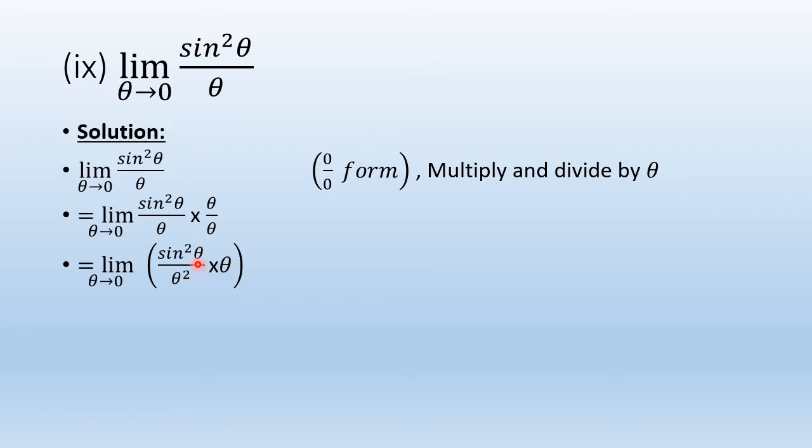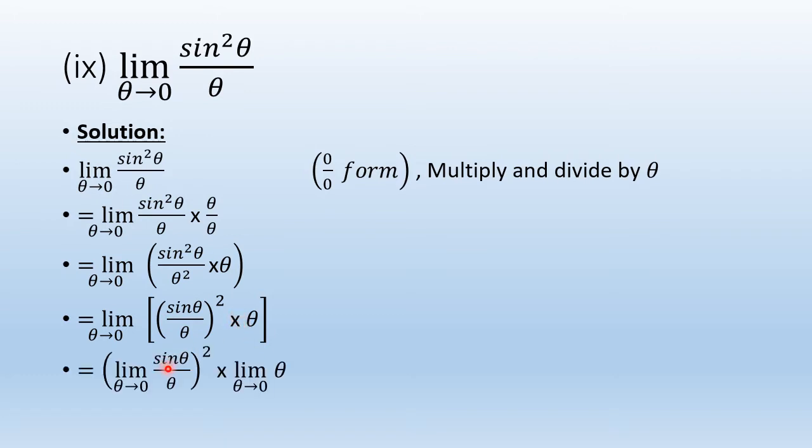Now this can be written as (sine theta by theta) whole square, and now we are going to apply the limit. We will write the limit here and we will write the limit here. And what is our observation? This limit is equal to 1 and this limit is equal to 0. So we get 1 square into 0 equals 1 into 0 equals 0, which is the answer.